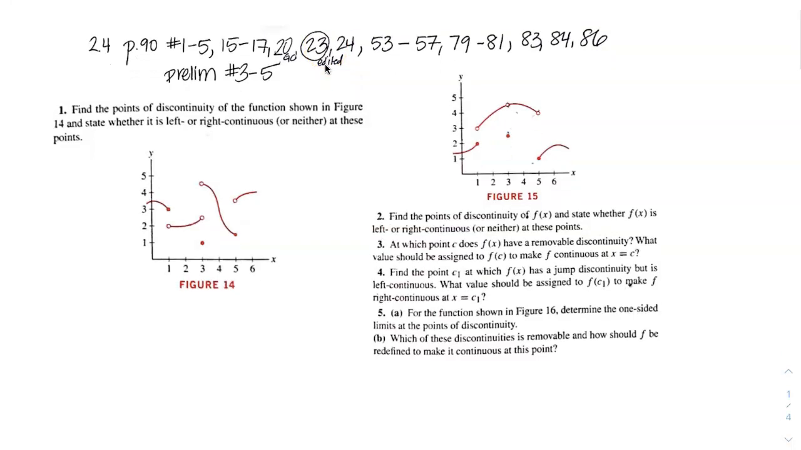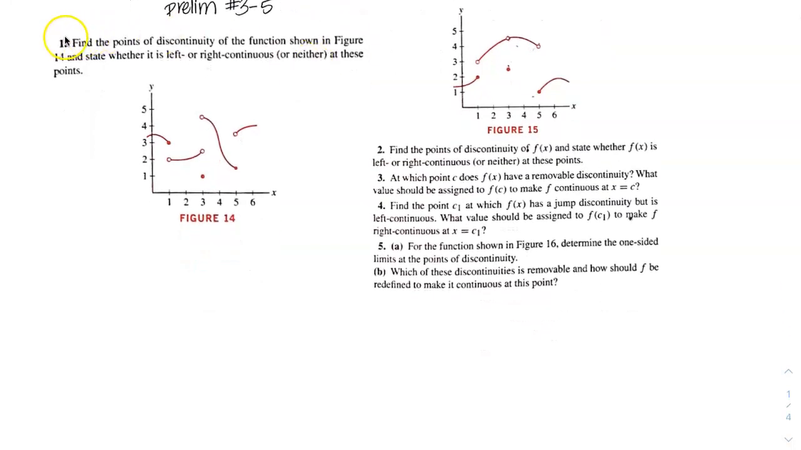Continuity worksheet. So let's go through this. Number 1, find the points of discontinuity of the function shown in figure 14 and say whether it's left continuous, right continuous, or neither at these points. Being continuous just means like your solid line, like right there. From here to here, we're continuous.